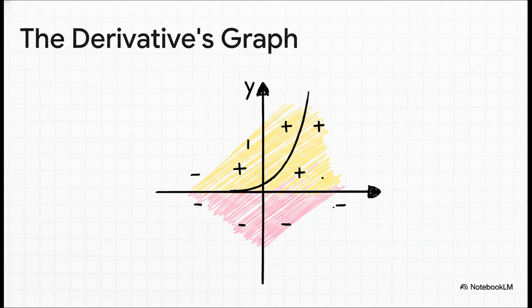Sometimes its value is positive, right? Meaning it's above the x-axis. And sometimes its value is negative, dipping below the x-axis. And, most importantly, it crosses the x-axis in two specific places.